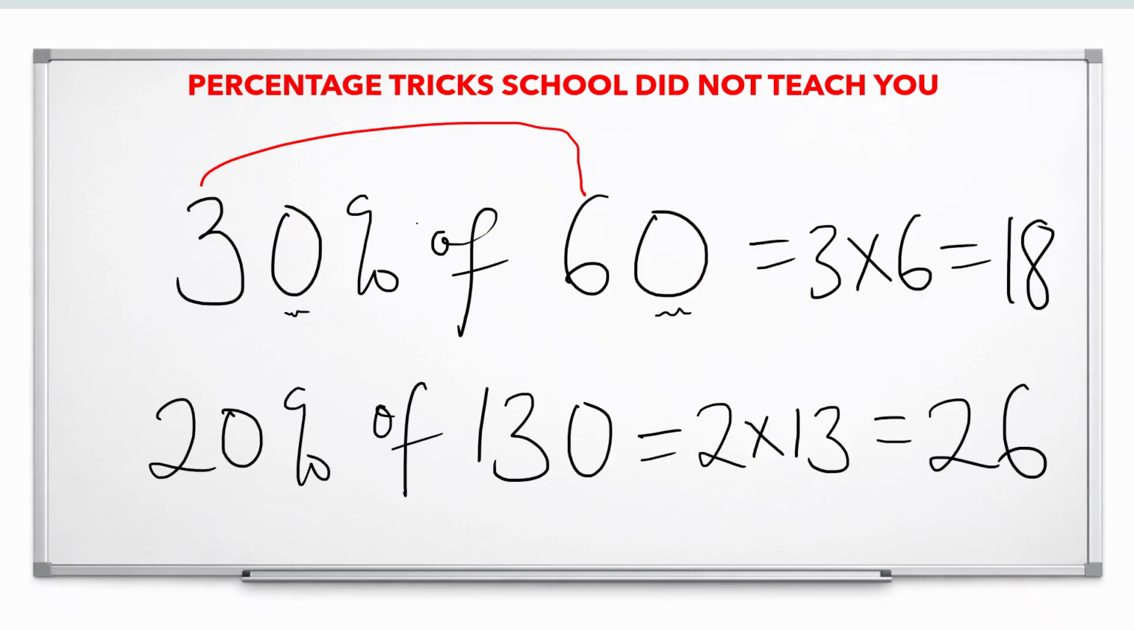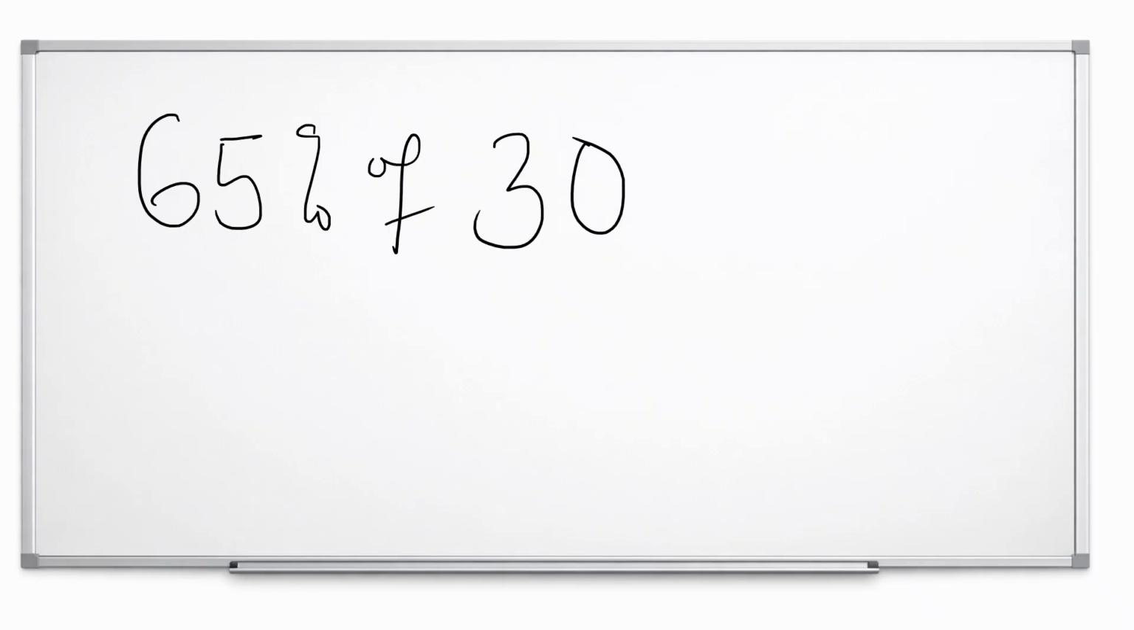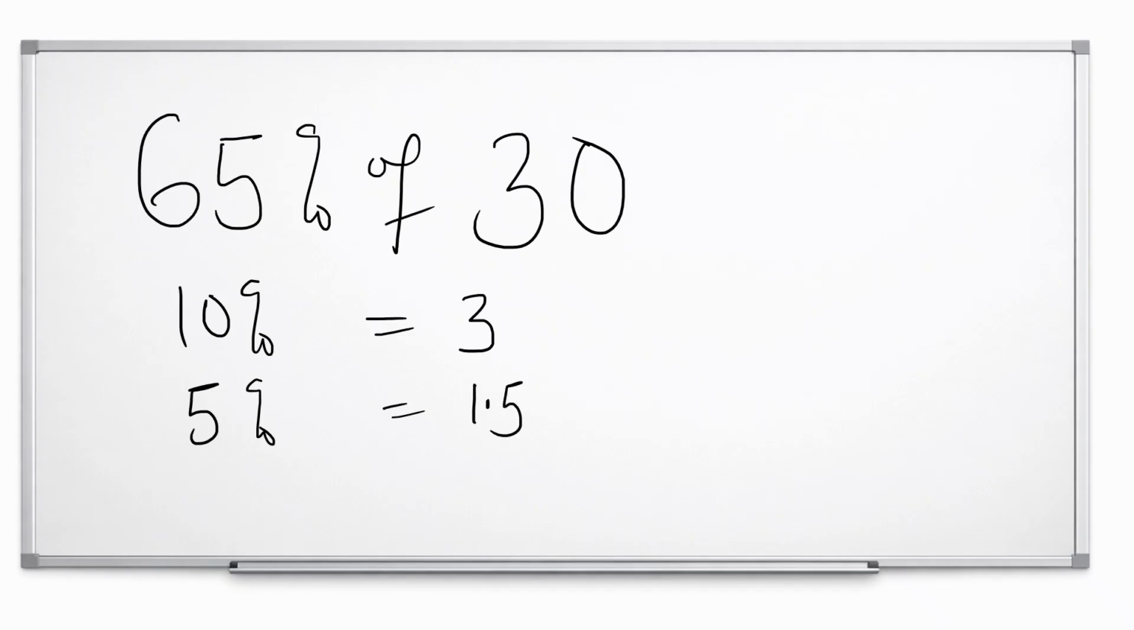Now, trick number 2. What if you don't have both ending with zeros? For example, we have 65% of 30. How do we do this? Now, here, the technique is very simple. Since we know that 10% of 30 is equals to 3, and we know that 5% is half of 10, which is equals to 1.5, which is going to be half of 3.